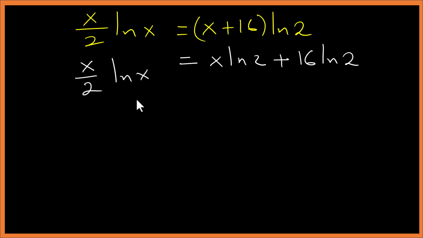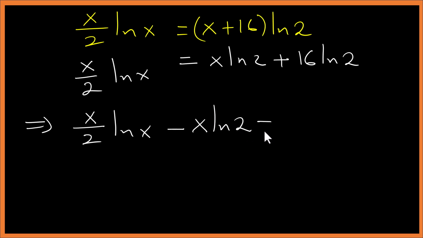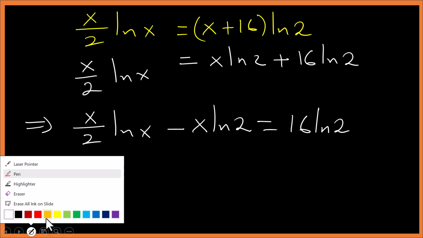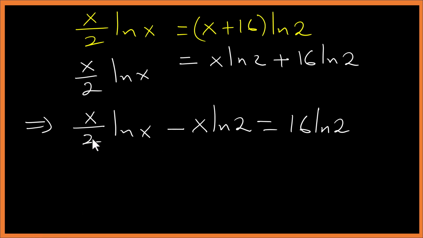Okay, now we want to join this one to this, so x on 2 ln of x minus x ln of 2 equals 16 ln of 2. So from here we can get rid of this fraction by multiplying through by 2, or by balancing it, by multiplying both sides by 2.